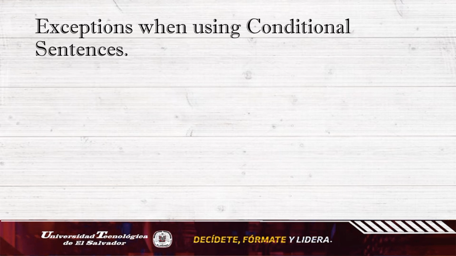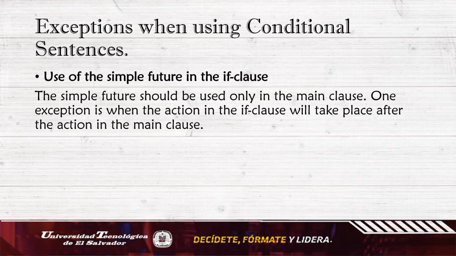Now, there are some exceptions and special cases when using conditional sentences. As with most topics in the English language, conditional sentences often present special cases in which unique rules must be applied. These are the cases. Use of the simple future in the if clause. Generally, the simple future should be used only in the main clause. One exception is when the action in the if clause will take place after the action in the main clause.